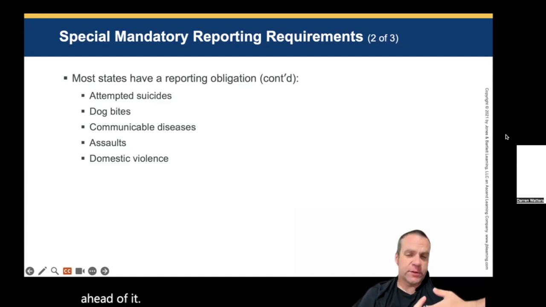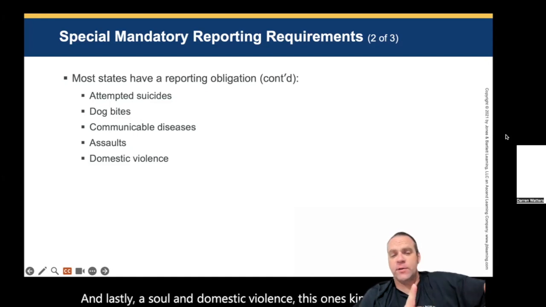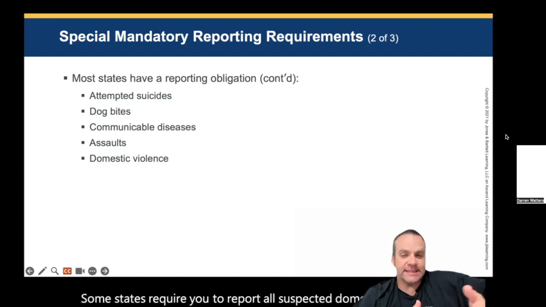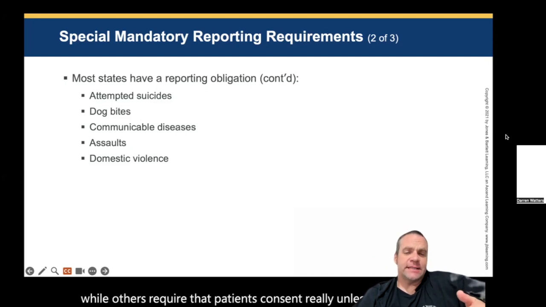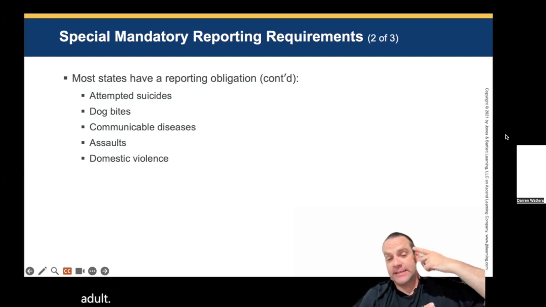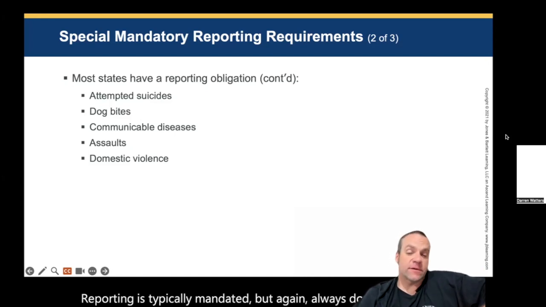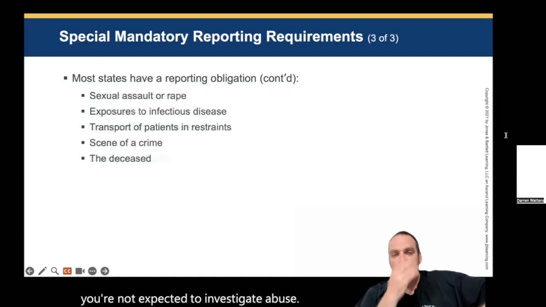And lastly, assault and domestic violence. This one's kind of complex. Some states require you to report all suspected domestic violence, while others require the patient's consent, unless the life is in danger. If the patient is in immediate danger, especially if it's a child, an elderly patient, or just a dependent adult, reporting is typically mandated. But again, always document your findings, your suspicions, and your conversations carefully because you're not expected to investigate abuse. You're really just expected to recognize it and then to report it.